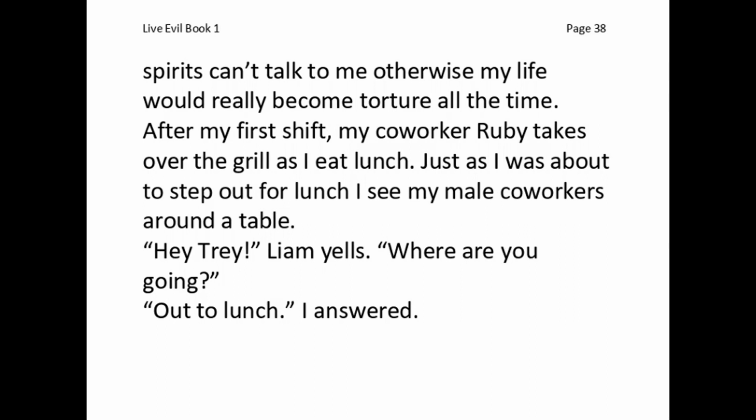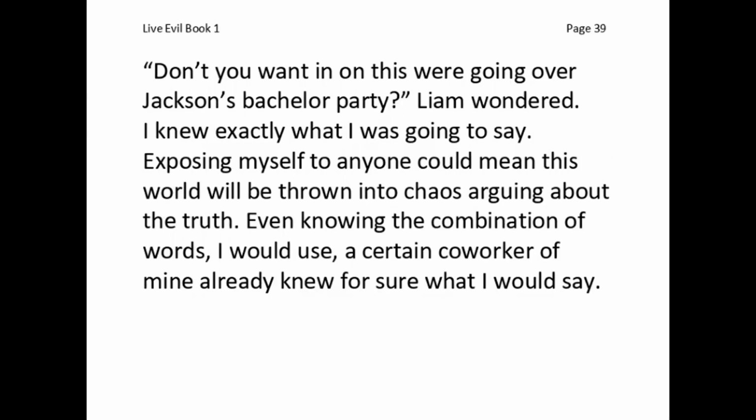After my first shift, my coworker Ruby takes over the grill as I eat lunch. Just as I was about to step out for lunch, I see my male coworkers around a table. "Hey, Trey!" Liam yells. "Where are you going?" "Out to lunch," I answered. "Don't you want in on this? We're going over Jackson's bachelor party," Liam wondered. I knew exactly what I was going to say.